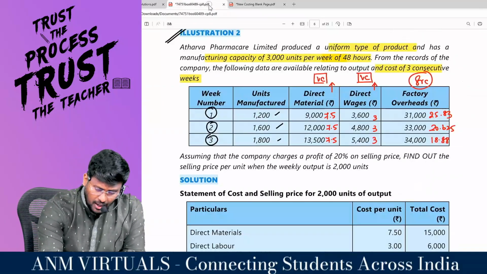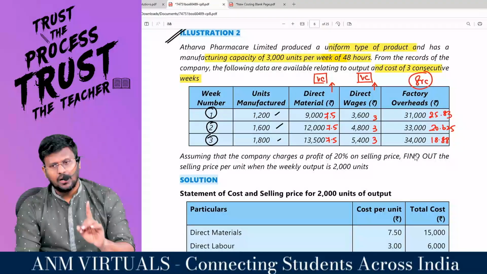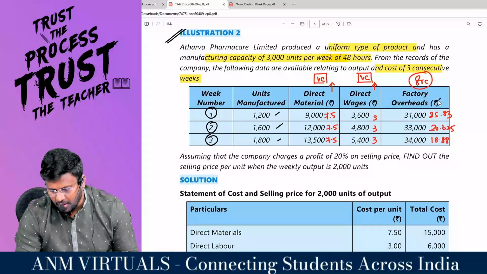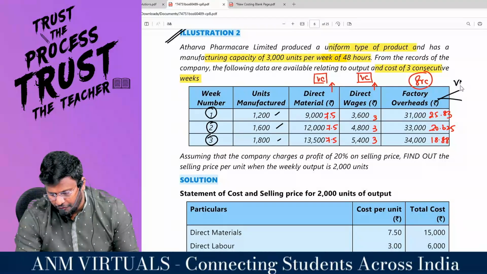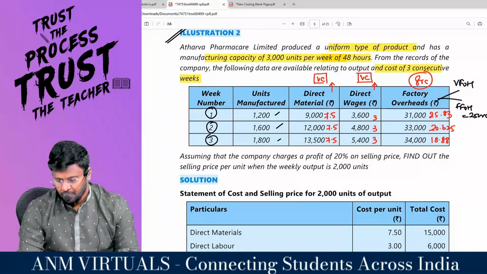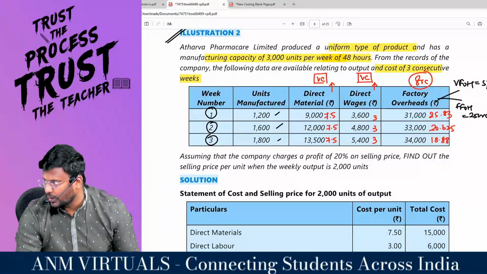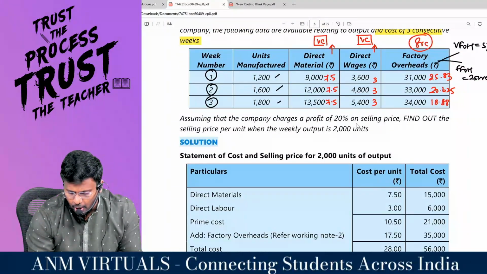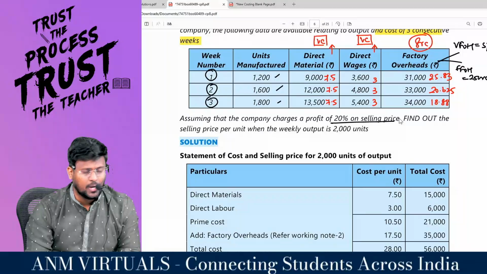Now what they want in the question, I understood that materials are variable cost, wages are variable cost. Inside the factory overhead, we all know that variable factory overhead will be there and fixed factory overhead will be there. Fixed is 25,000. Comfortable? Variable is 5 per unit. Shall I proceed? Assume that the company charges a profit of 20% on what price?